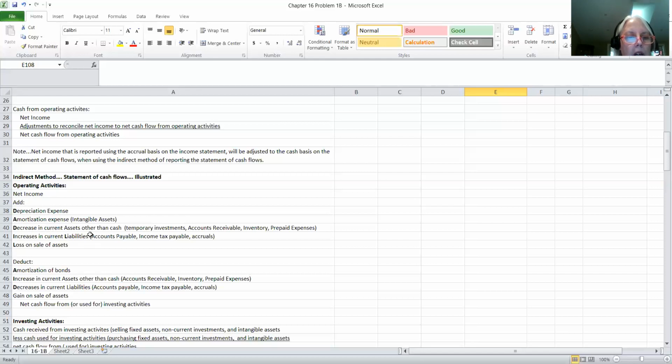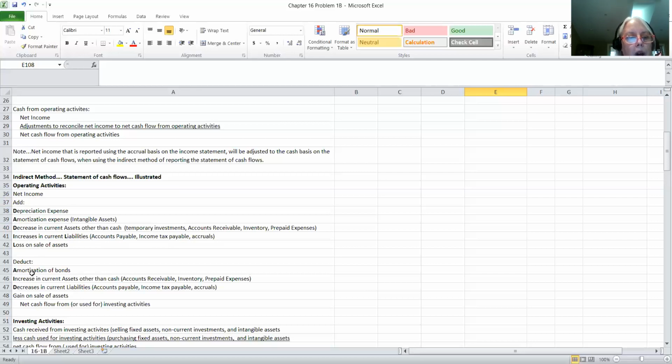If there are any decreases in current assets other than cash, such as your temporary investments, your accounts receivable, your inventory, and your prepaid expenses, those are going to be added back to net income. If there are any increases in liabilities, such as accounts payable, income tax payable, accrued payables, these are current liabilities that we're talking about here, we're going to add them back to the net income. Any loss on the sale of assets would also be added back to the net income figure.